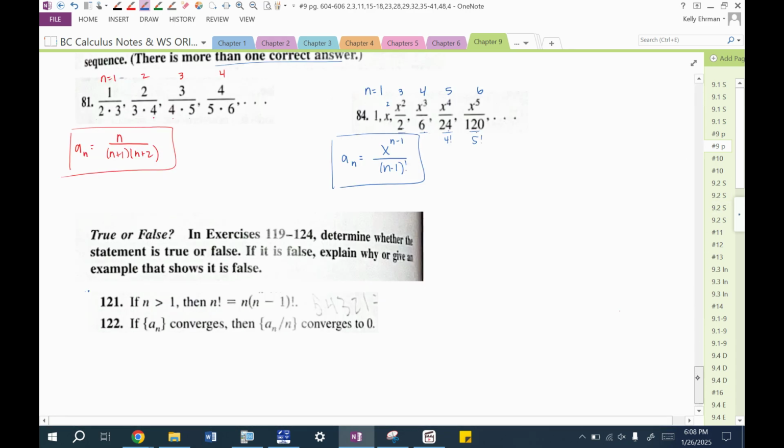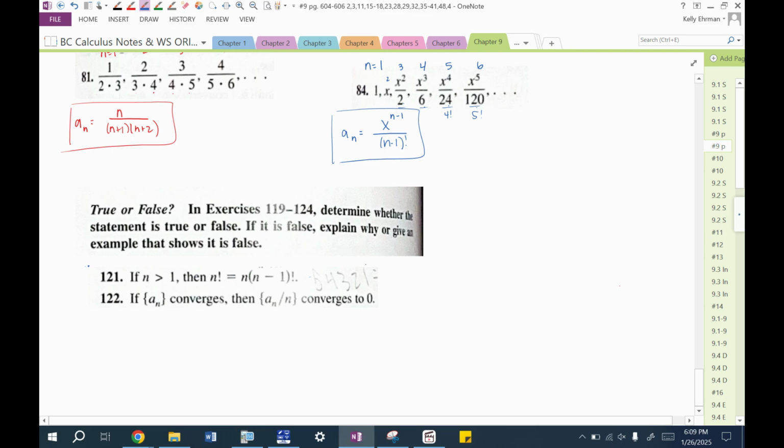All right, and then what about the true false? You can see I have just a book that a previous student must have written in, so sorry about that. But let's see. If n is greater than 1, then n factorial would equal n times n minus 1 factorial. I think that's got to be true because that's what factorials are, right? N times n minus 1 times n minus 2, etc. So n factorial is n times n minus 1 times n minus 2, all the way down to 1. And if you started here, yes, that is n minus 1 factorial. So that's true.